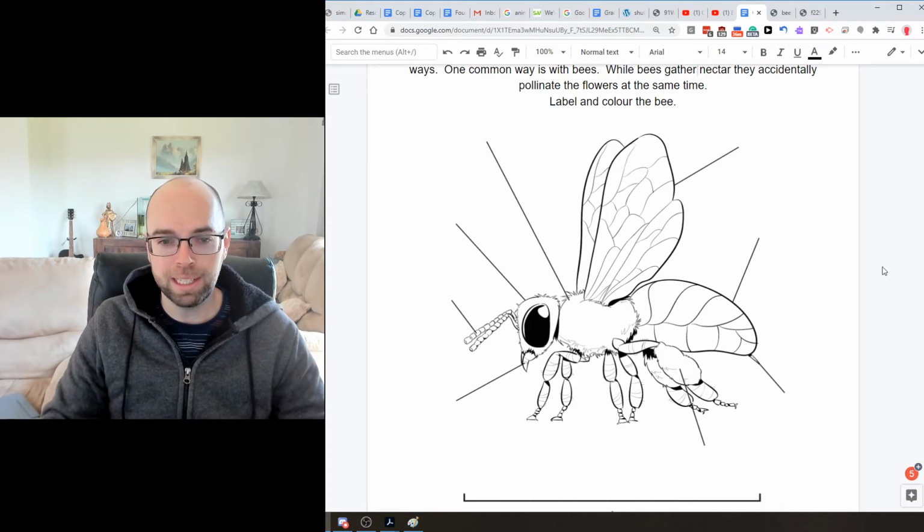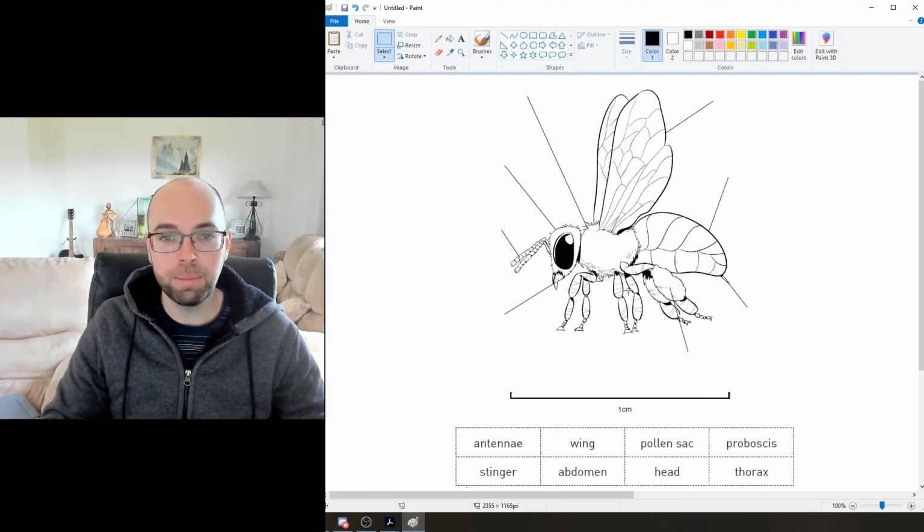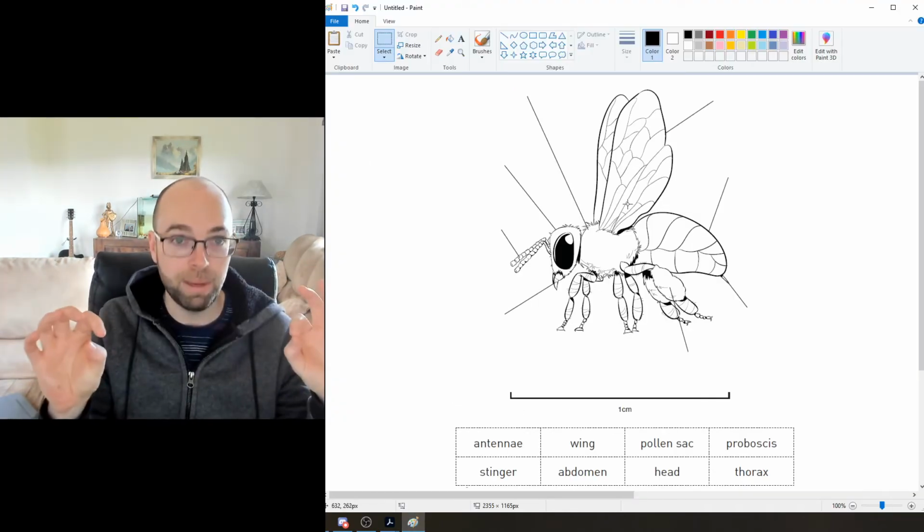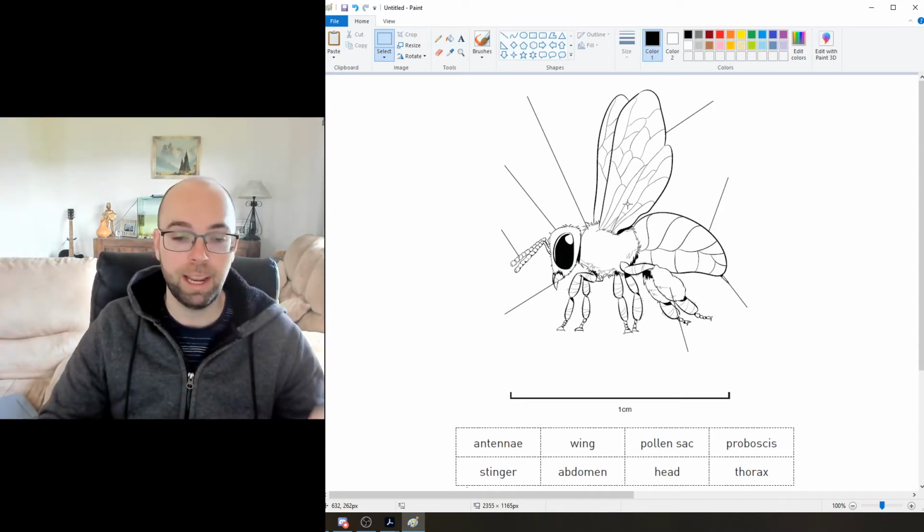Okay, now we're going to have a look at this bee, and we're actually going to label the parts of this bee so we can understand what's going on here with this bee. I'm going to switch over here, and I'm going to cut and paste them and move them around, but you can just write them in, okay? You just write in the correct names. So you can copy me from this video.